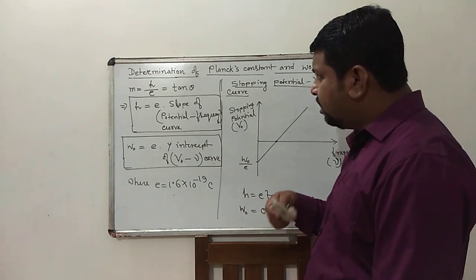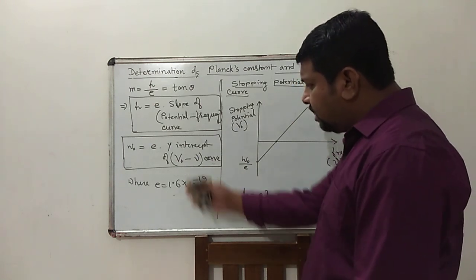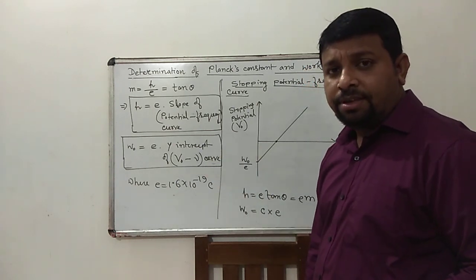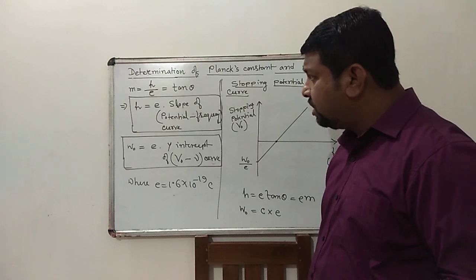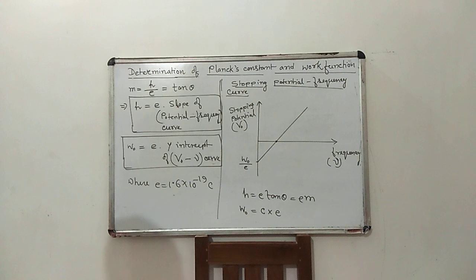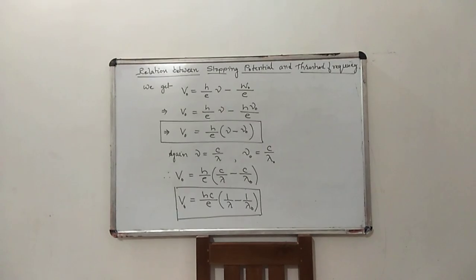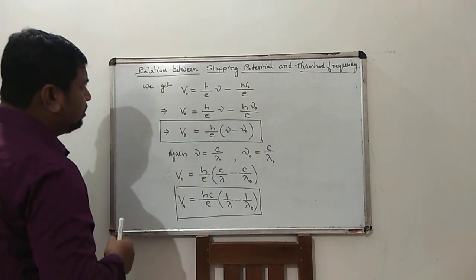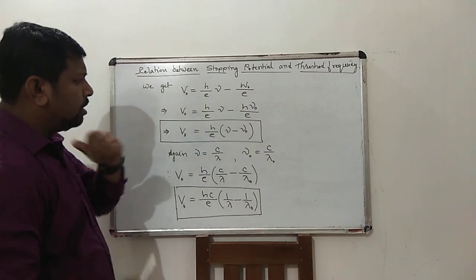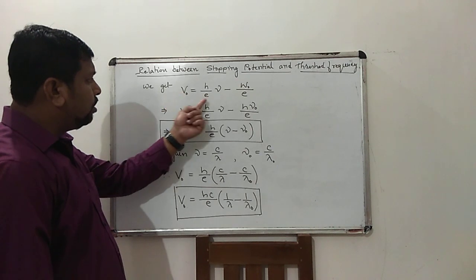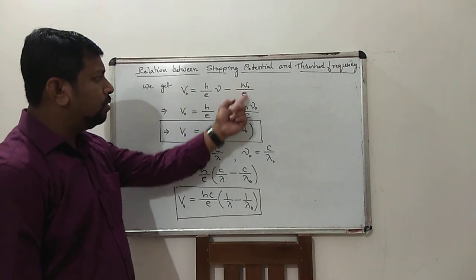Okay, so next we discuss how stopping potential is related to threshold frequency and threshold wavelength. Okay, see. So now you get the relation between stopping potential and threshold frequency. Already we know this equation of a straight line, y equal to mx plus c, is V naught equal to h by e nu minus W naught by e.